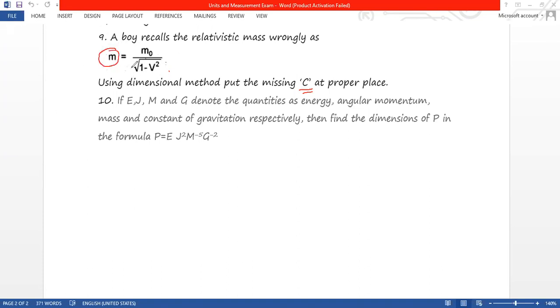So the left side is mass, right? The right side also mass. So we have to cancel this v square. Then only the left side and right side both have the same dimension. So in order to cancel this v square, c is also mentioned as speed, right? So we have to put the c below this v. That means m equal to m0 divided by root of 1 minus v square by c square. If you use it like this, the dimension of v square is cancelled with the dimension of c square.